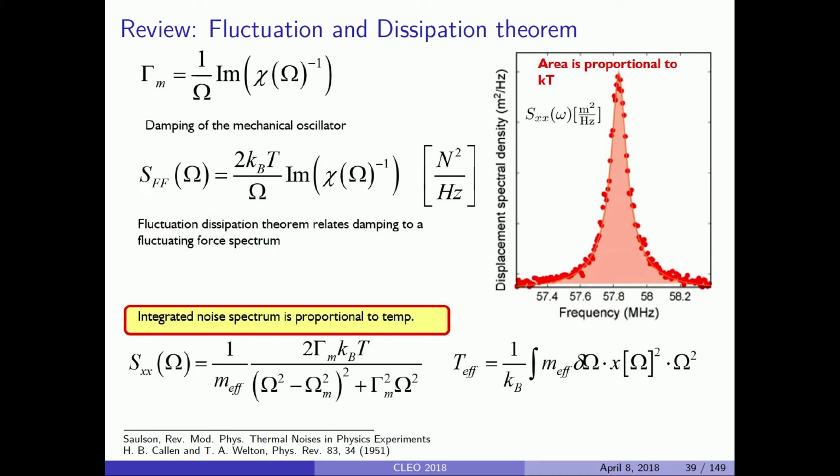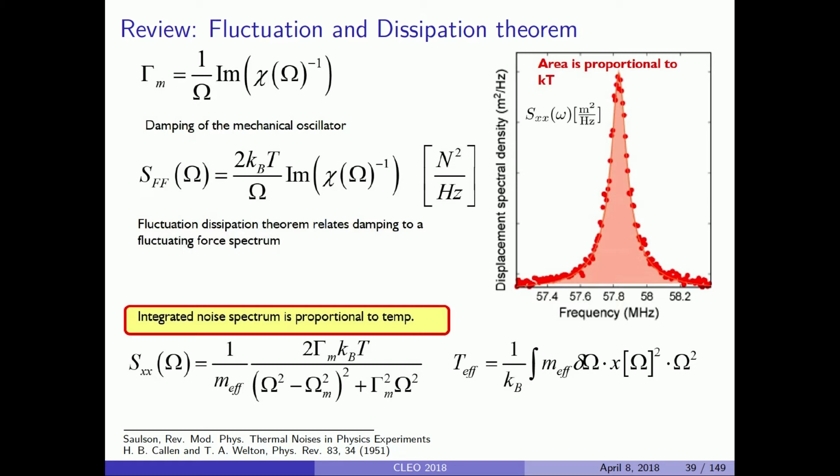Now, just a quick comment: if the mechanical oscillator had more damping, this curve would be wider, but the area would always be the same. If the mechanical oscillator Q was higher, again the curve would be sharper, but again the area would be conserved. So the area is just what gives you temperature. Now, if you were to cool the oscillator, the entire area would change.